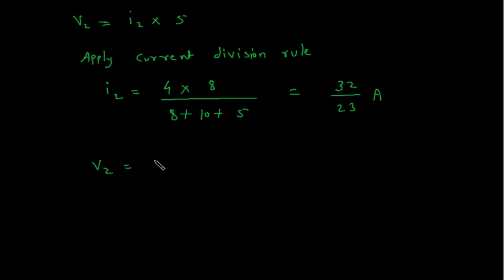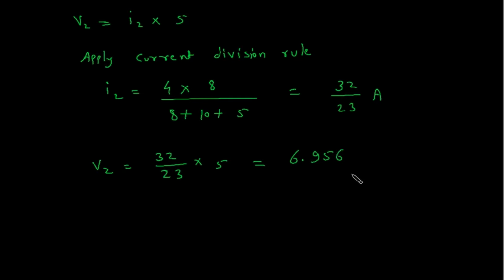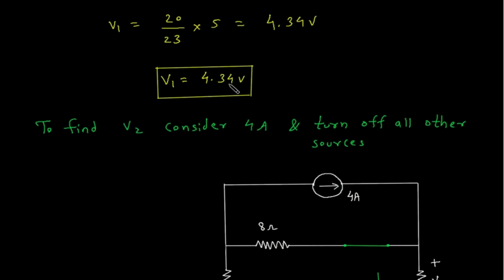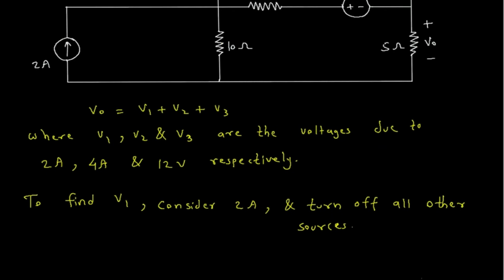We have to find V2. V2 is equal to 32 by 23 into 5 ohm. So this is equal to answer into 5, which is 6.956 volt. Therefore, V2 is equal to 6.956 volt. This is the value of V2. We have the value of V1. We have the value of V2. Next, we have to find V3.